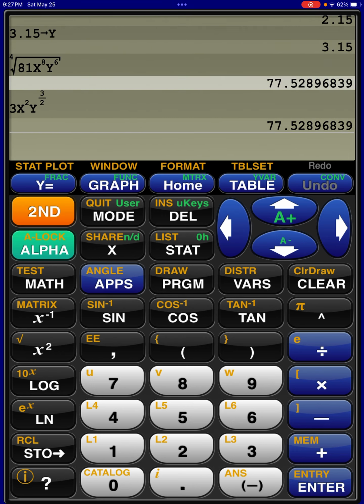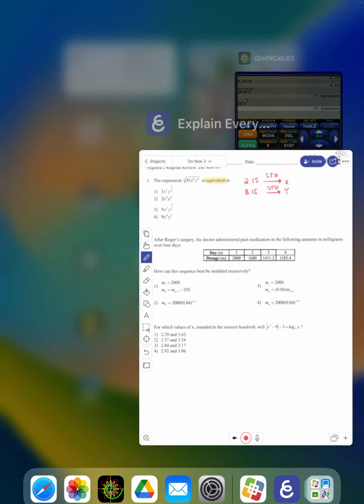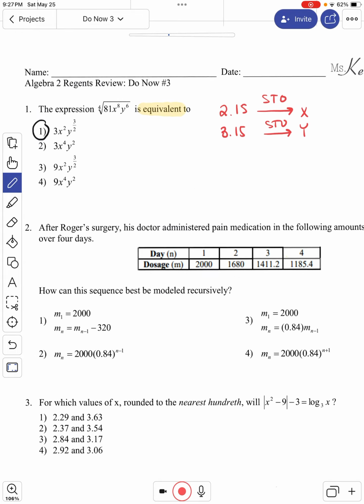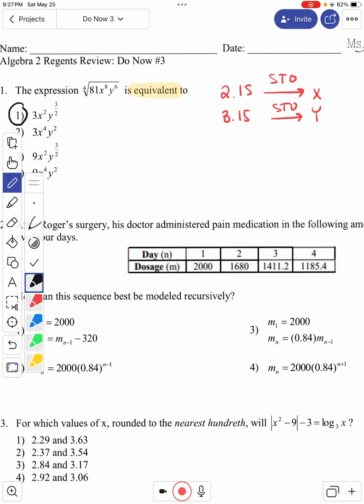So what you notice is that these are equivalent to each other. I would definitely try all options. I'm telling you now that I did, and choice 1 is the correct option. I'm just trying to save us some time. Now I will just go through this briefly with you the long way.